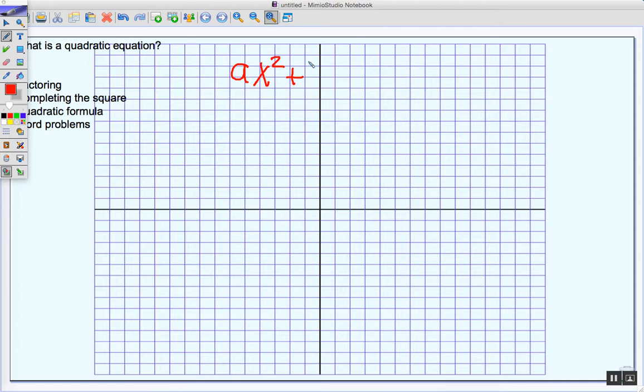ax squared plus bx plus c, where a, b, and c are real numbers. So a quadratic could just be a plain old y equals x squared. We could have y equals 2x squared plus 3. We could have y equals x squared minus 4. So you see here, even though I don't have a b term or a c term written, that just means our value of b in this equation is 0 and our value of c is 0.